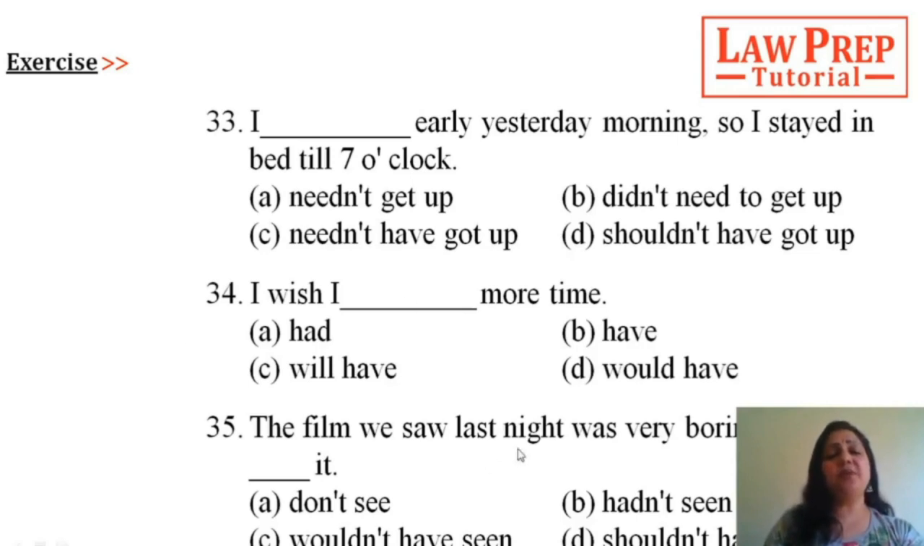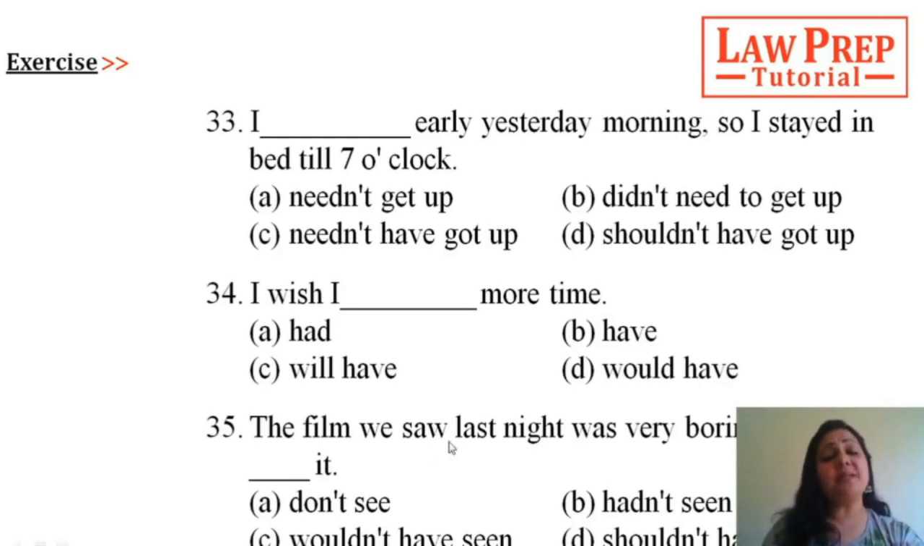The film we saw last night. We saw a film last night. Time factor. It was very boring. I wish. Again a question on I wish. I wish I didn't see it. Don't see. Wish tense is don't see, present tense. Hadn't seen. Wouldn't have seen, shouldn't have seen. See, there's only one past tense use. So you must be wondering now why you're using past perfect.